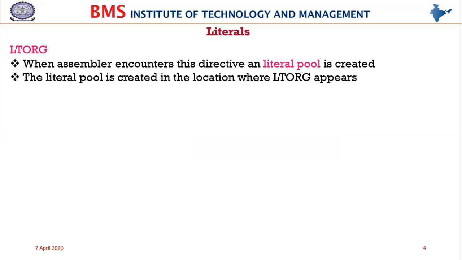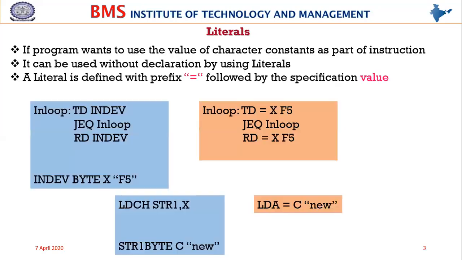LTORG, which is a small concept. Only two things I need to specify. LTORG is an assembler directive. You can write this anywhere in your program. What is the use of it? The use is this: we have used equal to XF5 and equal to C'NEW', all these things. Where should the memory be allocated? If it was declared, your location counter would have given an address for it, and the memory is allocated at that address. But now we are using the value directly, so somewhere it should be stored.